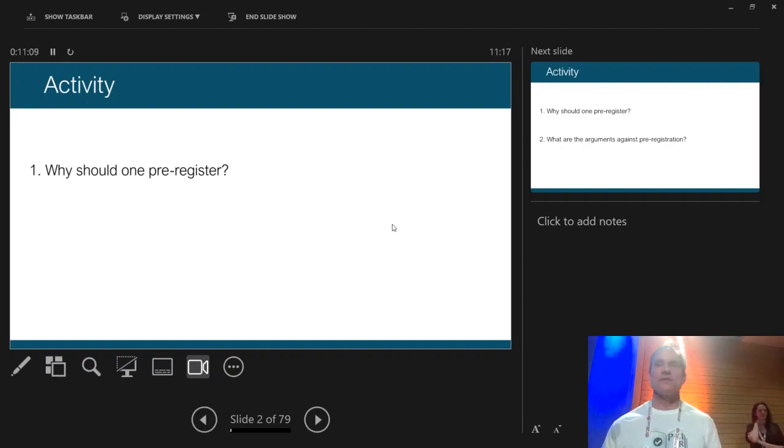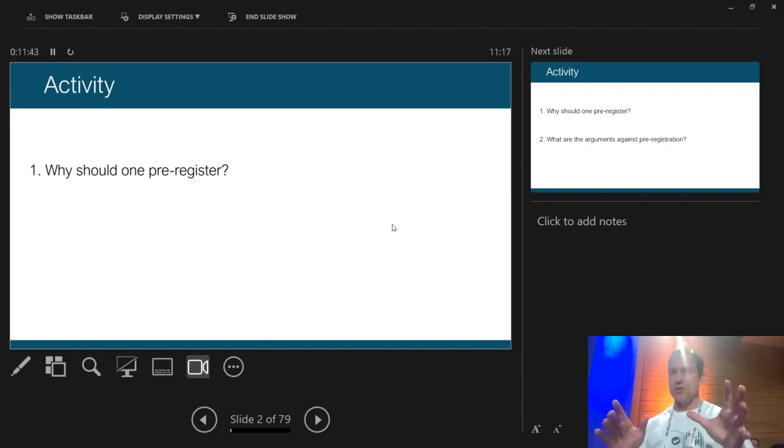All right, any thoughts? What would be a good reason to pre-register? Yes, to address the bias of positive results. It could also address the bias for negative results, because there are people who like to say there isn't an effect, that it doesn't replicate, and they can p-hack their way to negative results. So it addresses bias in general.